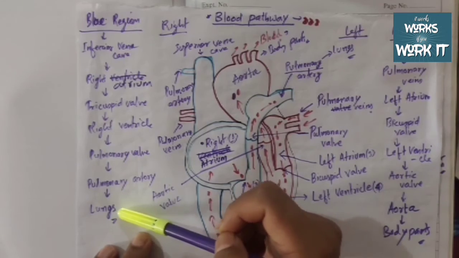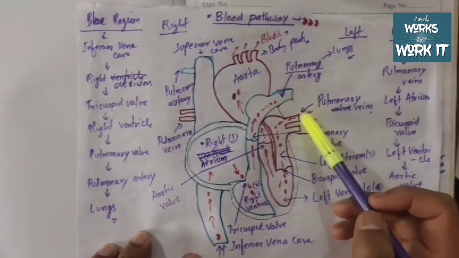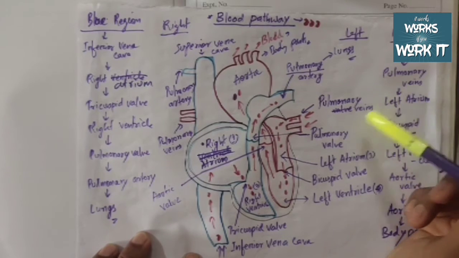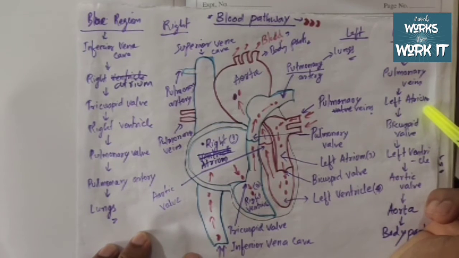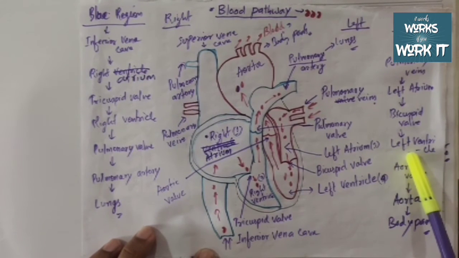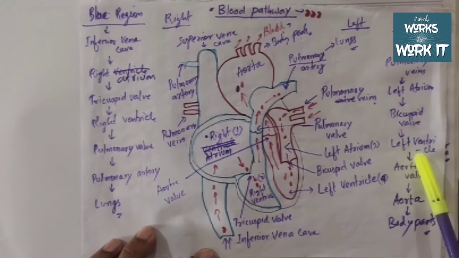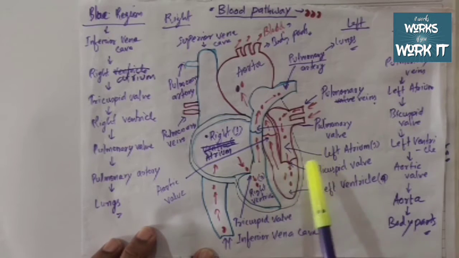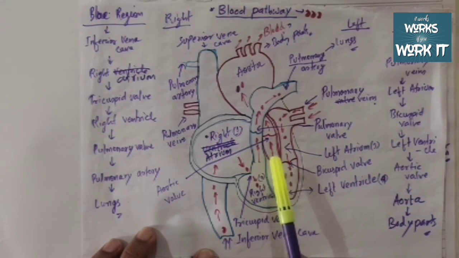And again through the pulmonary veins, it reaches the third chamber, that is the left atrium. And then from the left atrium, it reaches the left ventricle. And then through the aortic valve, it reaches the aorta. And from the aorta, all the oxygenated blood is spread throughout the body. Okay, so this is all about the process, how the blood goes in each path.